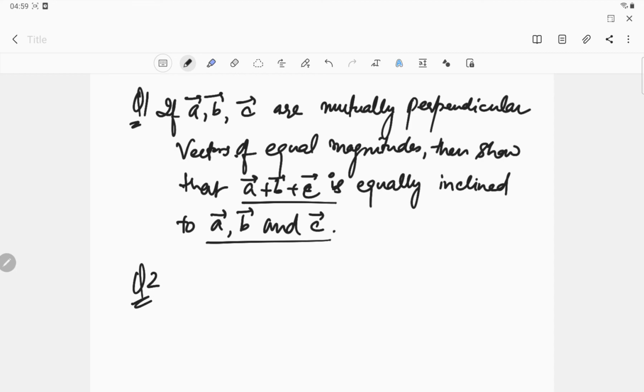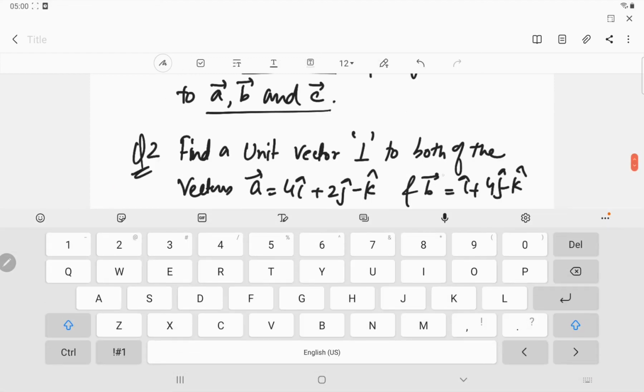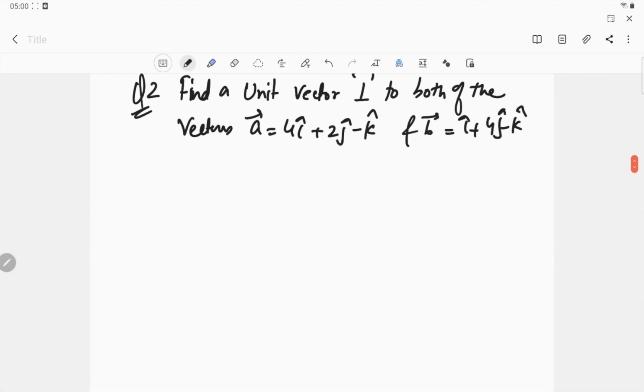Another question for you. Find a unit vector perpendicular to both of the vectors A vector is equal to 4i plus 2j minus of k, and B vector is equal to i plus 4j minus of k. This question you are going to do using the cross product, since you require a unit vector which is perpendicular to both of these vectors.